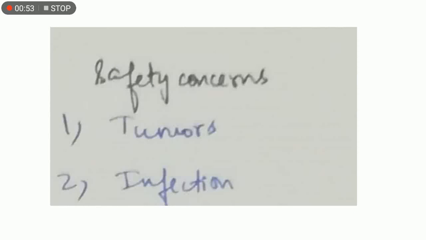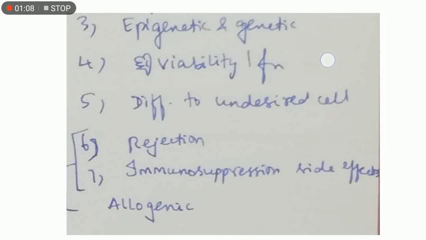So there are certain safety concerns, as in these stem cells are going to develop tumors and they are going to cause infection. Tumors are mainly due to virus, so we can remove the virus. Infection, you can screen the person who is the donor for it, so infection is not going to be a problem. And third is epigenetic and genetic. Again, you can screen for genetic diseases in the person who is the donor.